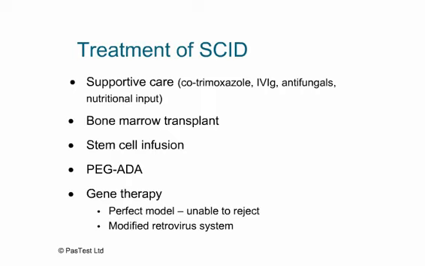And finally, gene therapy has been performed on children with SCID, and of course it is a perfect model for that because again they are unable to reject a new transgene that's introduced. The system that has been used has used a modified retroviral system to put the common gamma chain and ADA genes into the patient's own stem cells before they're infused back into the patient.